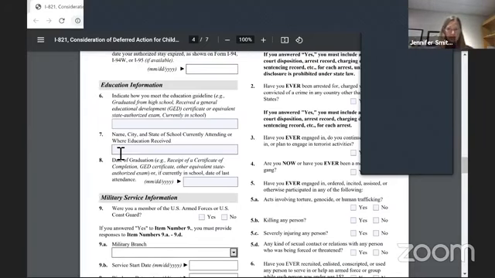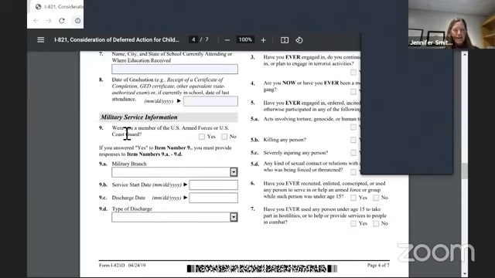Okay, no questions. Okay, not yet. Okay, next part, military service. If you are a member of the U.S. military, you would put yes here and you would fill in the appropriate information.